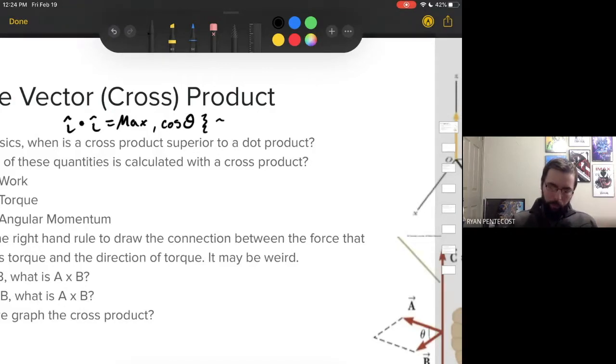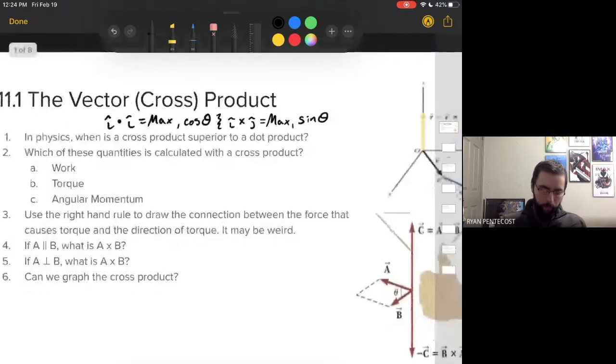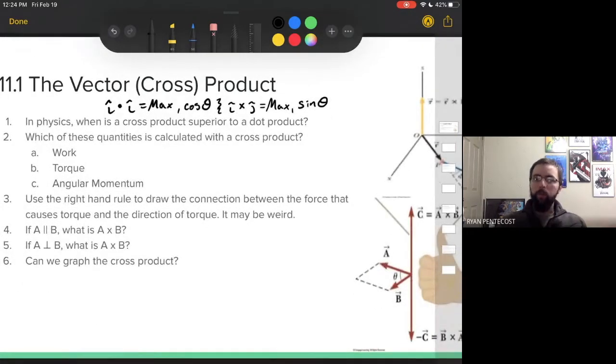However, to get your maximum in a cross product, you would use something that is perpendicular. That is your max because it uses sine theta, and sine of 90 is 1, meaning that would be your maximum value. So in physics, a cross product would be superior to a dot product if the vectors that you're multiplying need a maximum efficiency or a maximum value at 90 degrees, at a perpendicular angle, rather than being parallel.